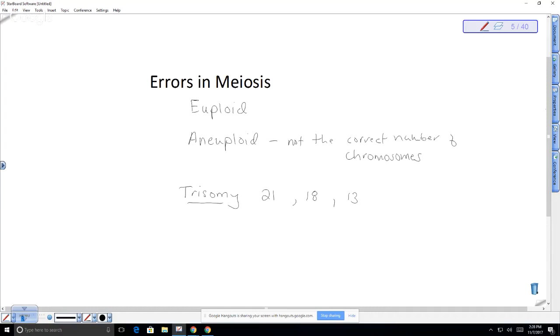We can also talk about monosomy. That would be only one copy, right? And these are autosomes right now. I'll talk about sex chromosomes in a minute. But monosomy is where you are missing one, so you only have one chromosome. And so this is only in the sex chromosome.